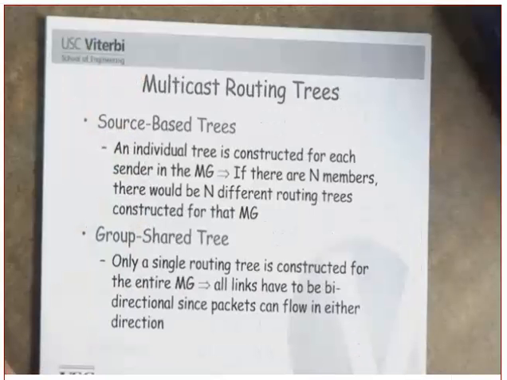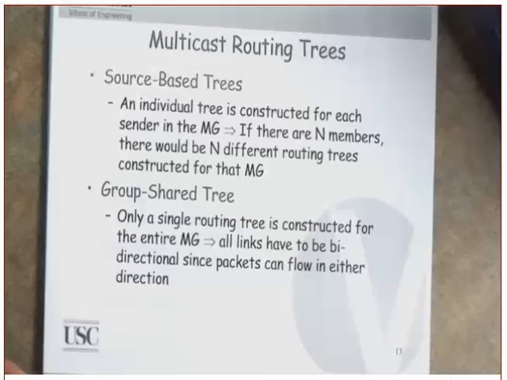In reverse path forwarding, it does not depend on IGMP. It does not take into account any information about it. So a copy of the packet is received from the source, and a copy of the packet is propagated. Arrows represent where a packet is propagated.